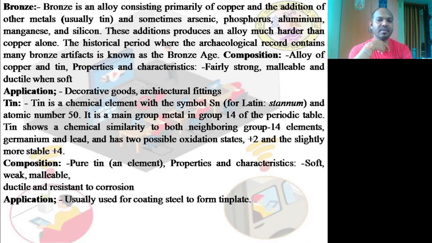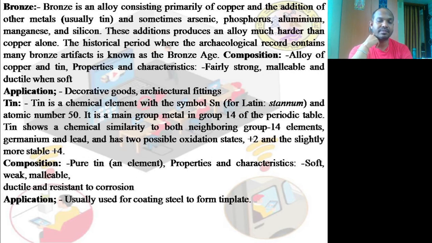It is called the Bronze Age because an alloy of copper and tin was used, which possesses fairly good strength. It is highly malleable and ductile when soft. It is extensively used in architectural fittings and decorative goods.